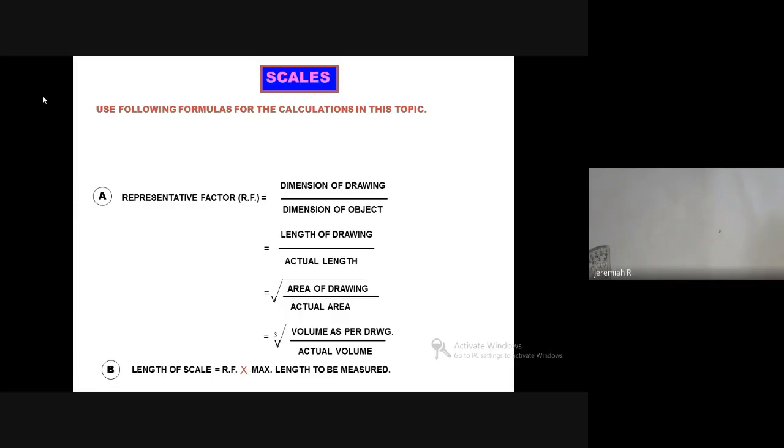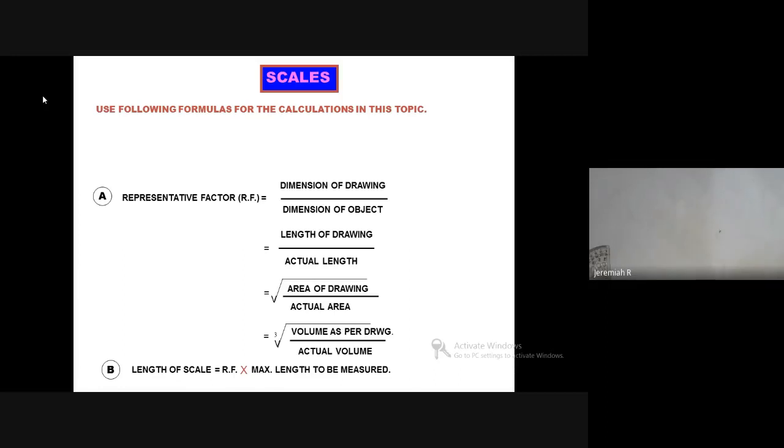Okay, we'll solve the problem, and I'll explain it in more detail. I'll repeat one more time: you should remember the representative factor formula. In terms of the dimension of the drawing and dimension of the object, or length and actual length; the square root of the area of the drawing divided by the actual area; or, if the value is given in terms of volume, the cube root of the volume of the drawing divided by the actual volume.